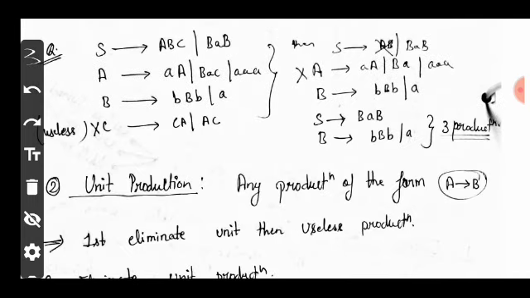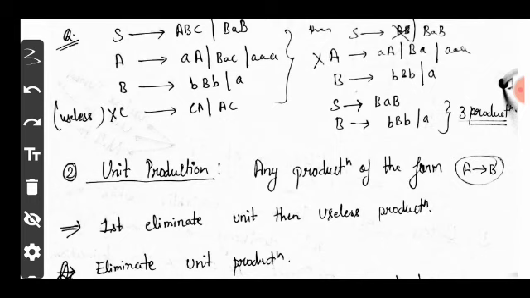S produce ABC or BAB. A produce aA or BAC or 3 times a. B produce BBA and a. And here C produce ACA or AC. So this is useless.